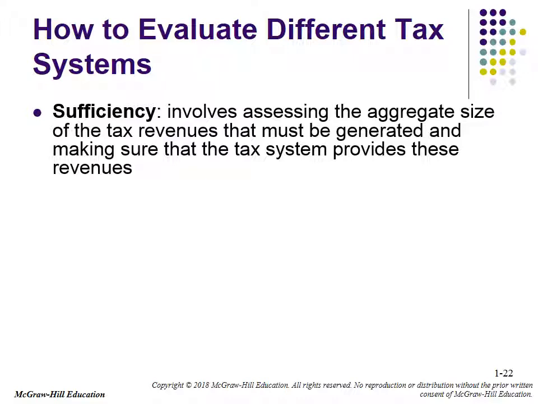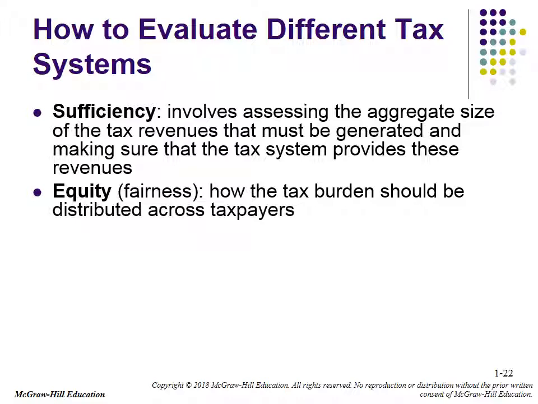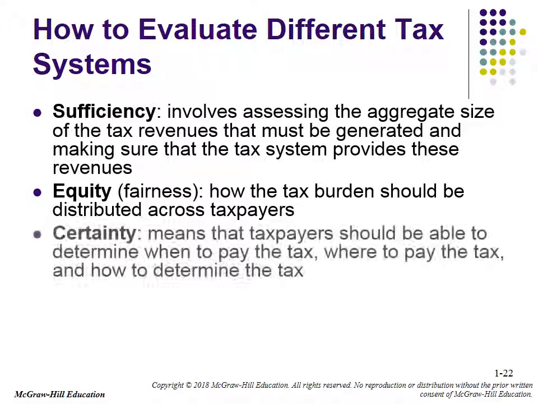Equity. Fairness. Now, a lot of people will argue here, but the tax burden should be distributed across taxpayers. That is what it should be. Certainty. Taxpayers know they're going to have to pay the tax, when to pay the tax, where to pay the tax, and how to determine the tax. So that also needs to be part of the tax system.